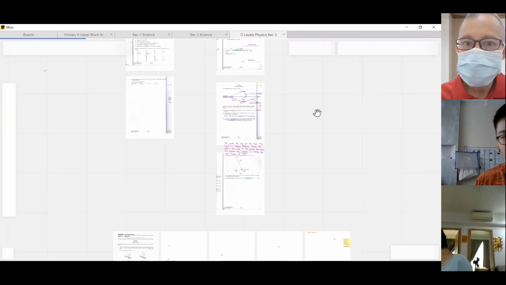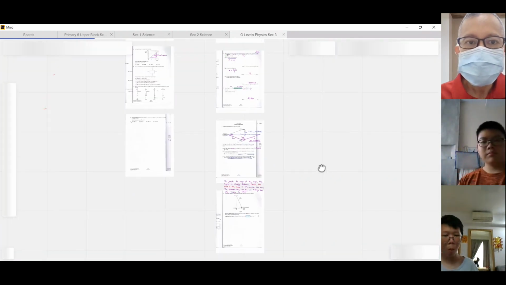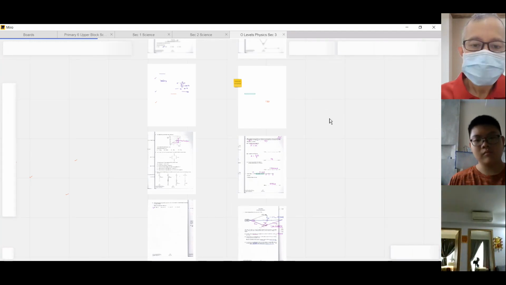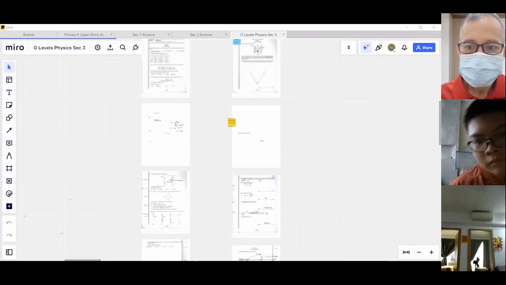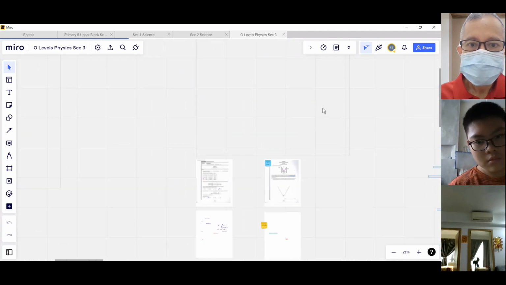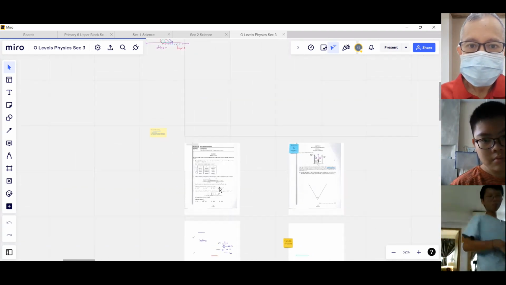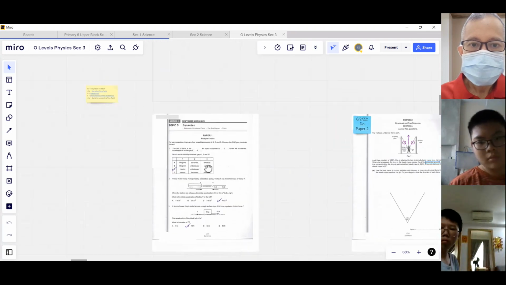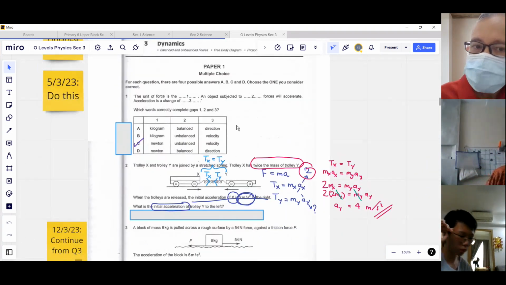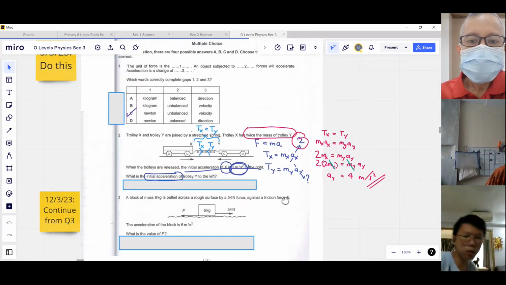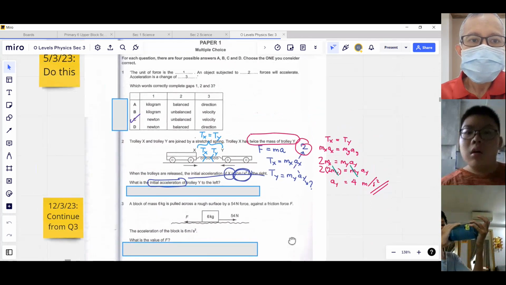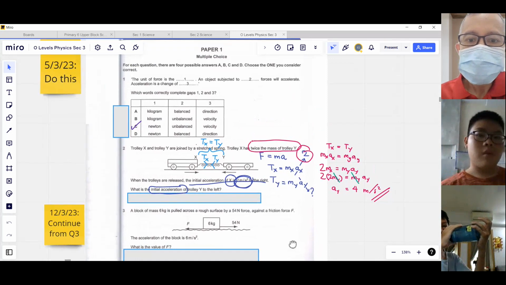All right, I shared the screen. You should see the Miro board on your own screen. You should have this worksheet from last week. Devon has already done quite a few questions. We've gone through question 1 and question 2 last week.